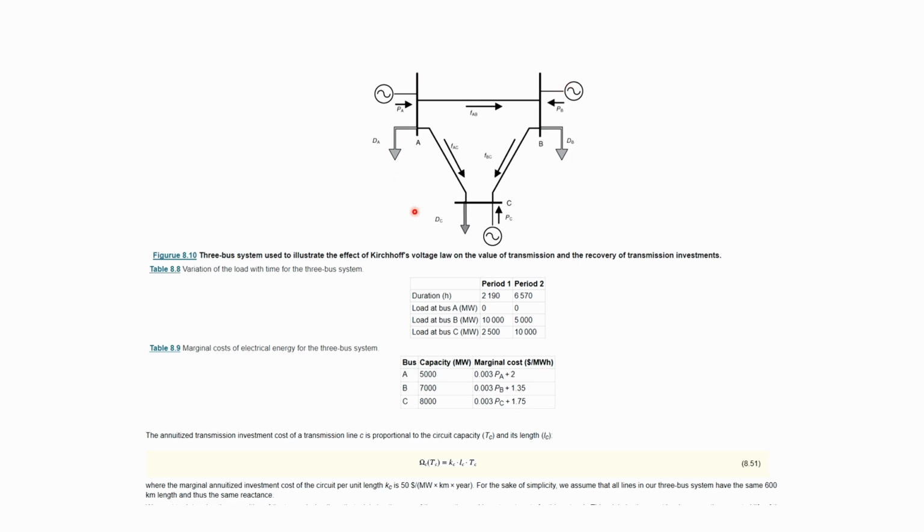Here we have the system we will calculate on. We have a node A, a node B, and a node C. We can see that there is a demand in node A, which is in fact equal, the load here is equal to 0. And we have a demand in area C, which in period 1 is 2,500 and 10,000 in period 2. And we can see the demand in area B. These are the values in period 1 and period 2.